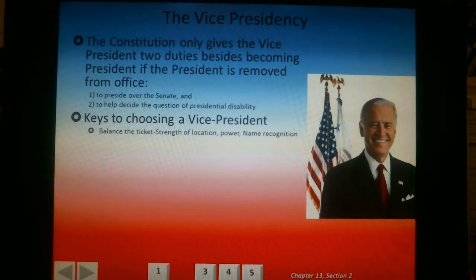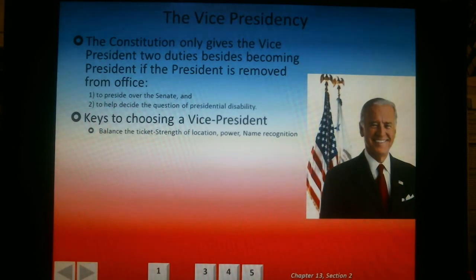I also want to look at a candidate who has strong name recognition. This was the downfall when it came to the vice presidential choice made a couple of years ago when John McCain ran for the Republicans. He picked a lady by the name of Sarah Palin. And at the time, she was not a very well-known governor at all. She was from Alaska. Nobody really knew who she was. Now, of course, today, everybody pretty much knows who she is. But back then, they didn't. And so that caused a lot of problems for the Republicans.